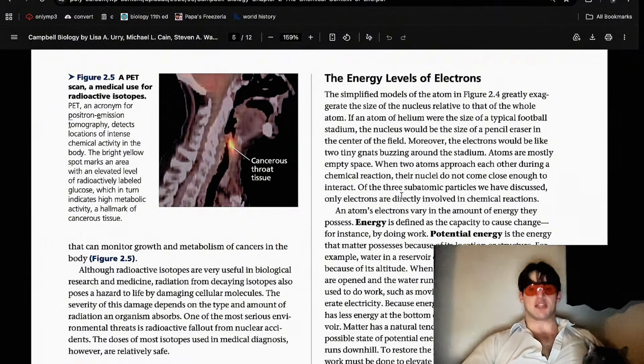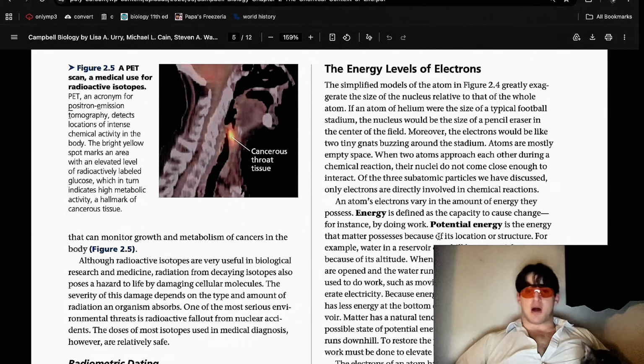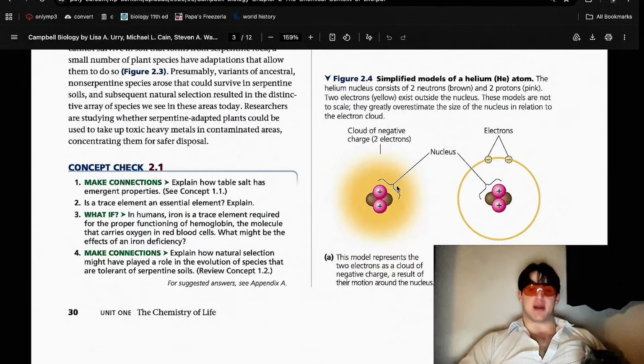Let's worry about the energy levels of electrons. The simplified models of the atom in figure 2.4, I'll show you that in a second, greatly exaggerate the size of the nucleus relative to that of the whole atom. Figure 2.4 is this right here. This is the nucleus, the balls basically.